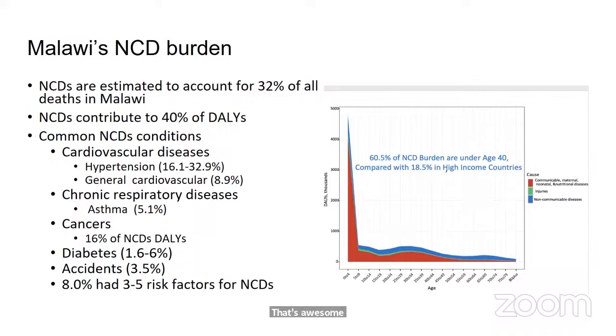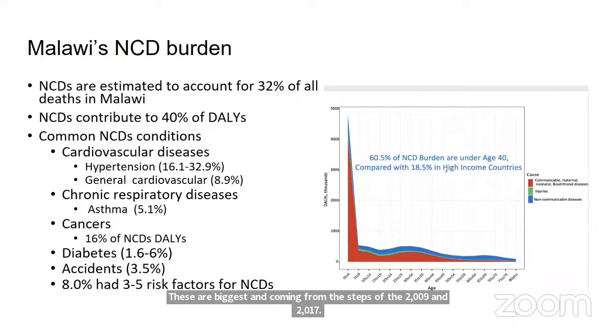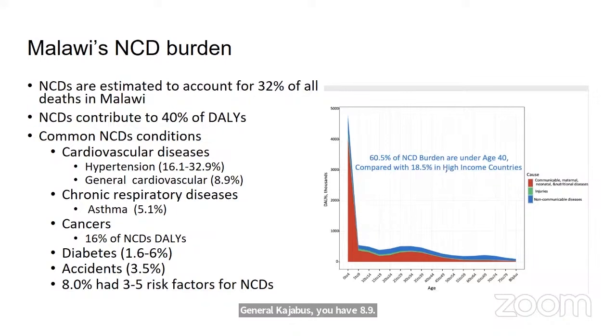So I was just talking about the burden of NCDs in Malawi, and I said they account for about 32% of deaths, and 40% of deaths are contributed by NCDs versus the communicable diseases. For the cardiovascular conditions, you have hypertension at 16.1 to 32. These are figures coming from the STEP survey 2009 and 2017, and general cardiovascular at 8.9. Chronic respiratory is at 5.1 for asthma, and cancers contribute 16% of NCD deaths. Diabetes is at 1.66%, with accidents at 3.5.